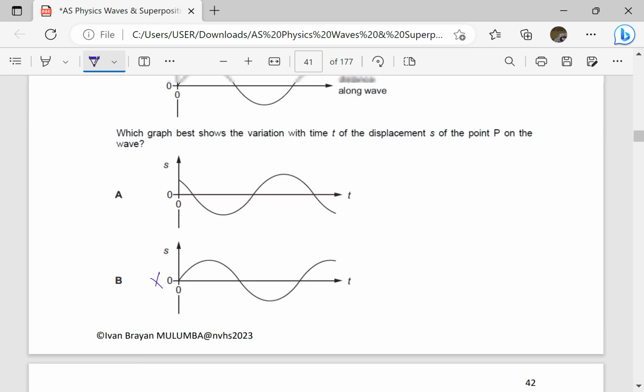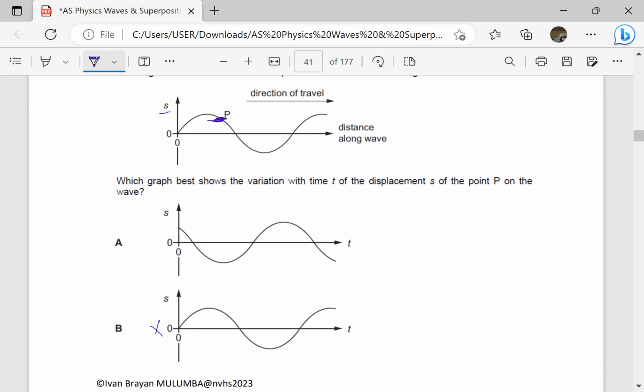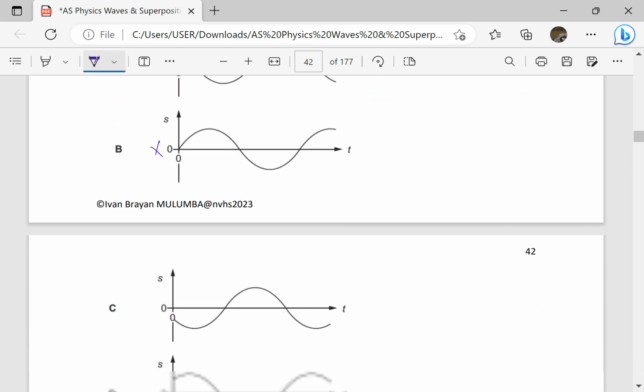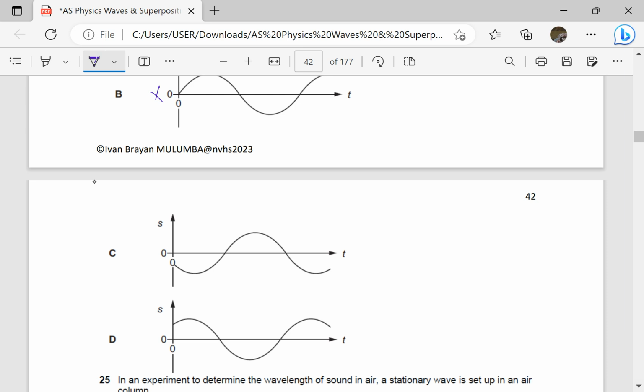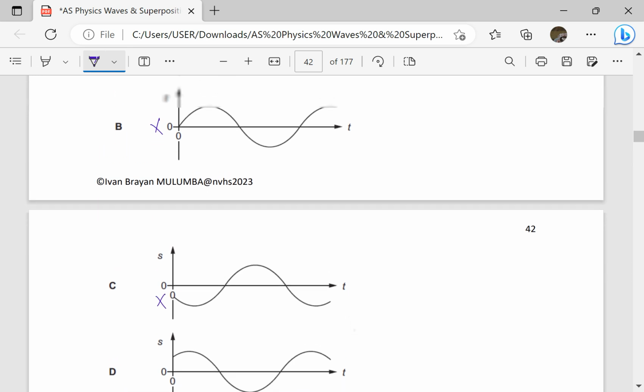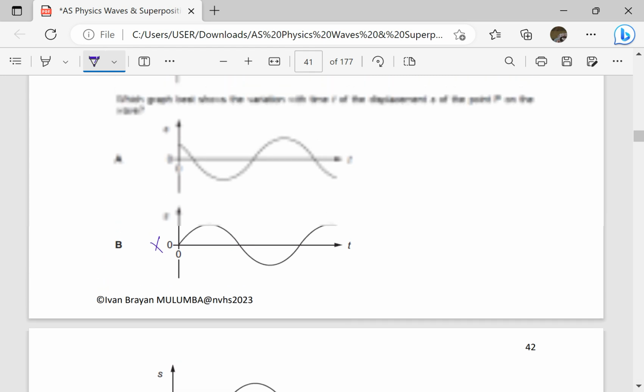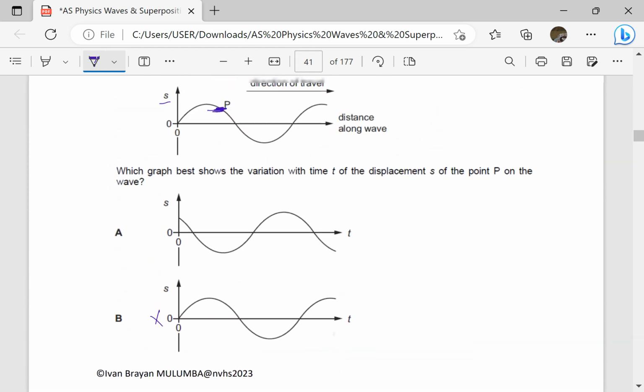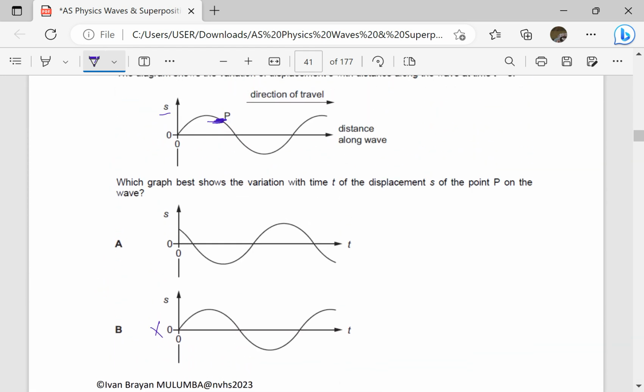Secondly, if we consider the upper part displacement to be positive, it means all graphs starting from the bottom will also be neglected. So we look for a graph starting here at t equals 0, where displacement is in the opposite direction, so that one we shall also neglect. So we remain with D and A. Now we expect that after a small time the displacement should go to 0.